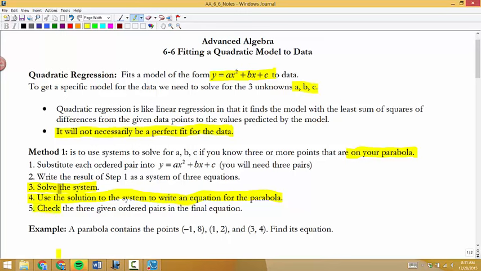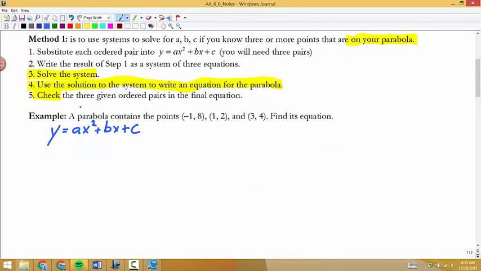So let's take a look at the first example of that. In the example it says a parabola contains the points (-1, 8), (1, 2), and (3, 4). Find its equation. One thing that's important here is that we know that the parabola contains these points, so we know these points are right on the parabola. So we can use this first method to come up with the model for this.